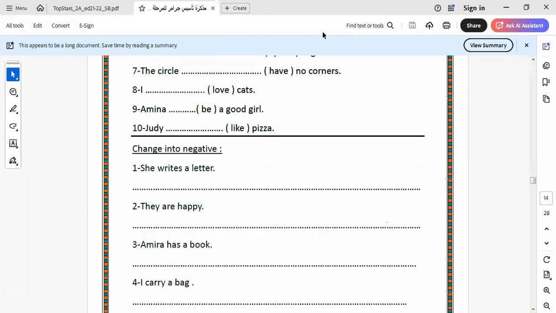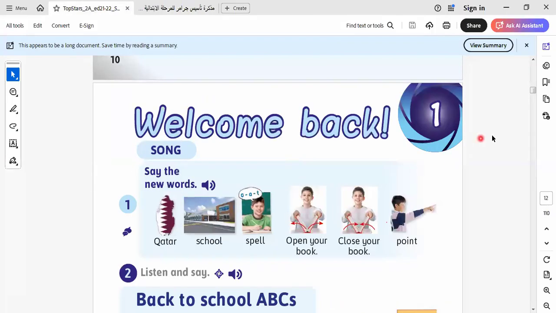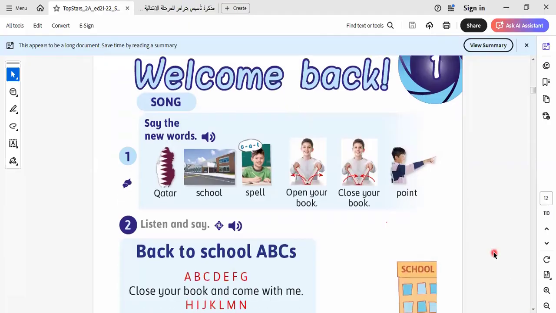We have a text, and I would like to read it with you. We have some expressions we use in English. Here we say Qatar. Qatar is a country or a state. Here is school. Spell. Open your book. Close your book. I think we took "open your book" and "close your book" in grade 1. It's not difficult.